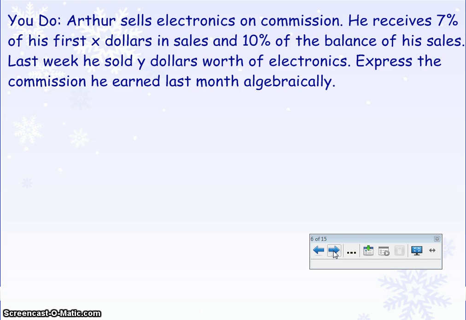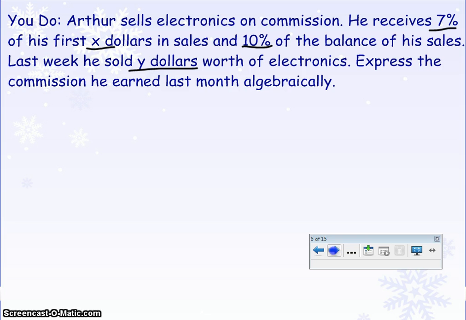For this one, you do, please press pause when you're done, press play, and we'll finish it out. Okay. Arthur sells electronics on commission. He receives 7% of his first X dollars in sales and 10% for the balance of his sales. Last week he sold Y dollars worth of electronics. Express the commission he earned last month algebraically.